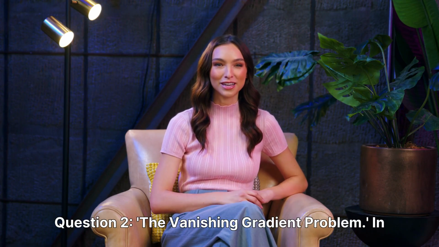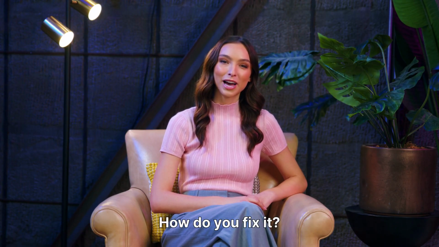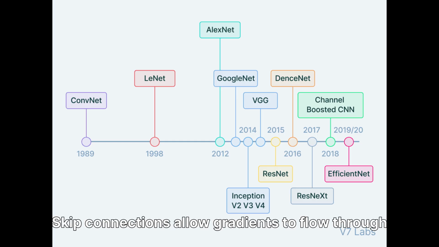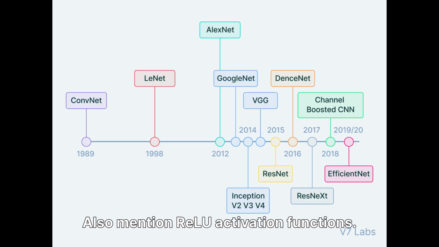Question 2. The vanishing gradient problem. In deep networks, gradients shrink to zero, stopping learning. How do you fix it? The gold standard answer is residual connections or ResNets. Skip connections allow gradients to flow through the network unimpeded. Also mention ReLU activation functions.